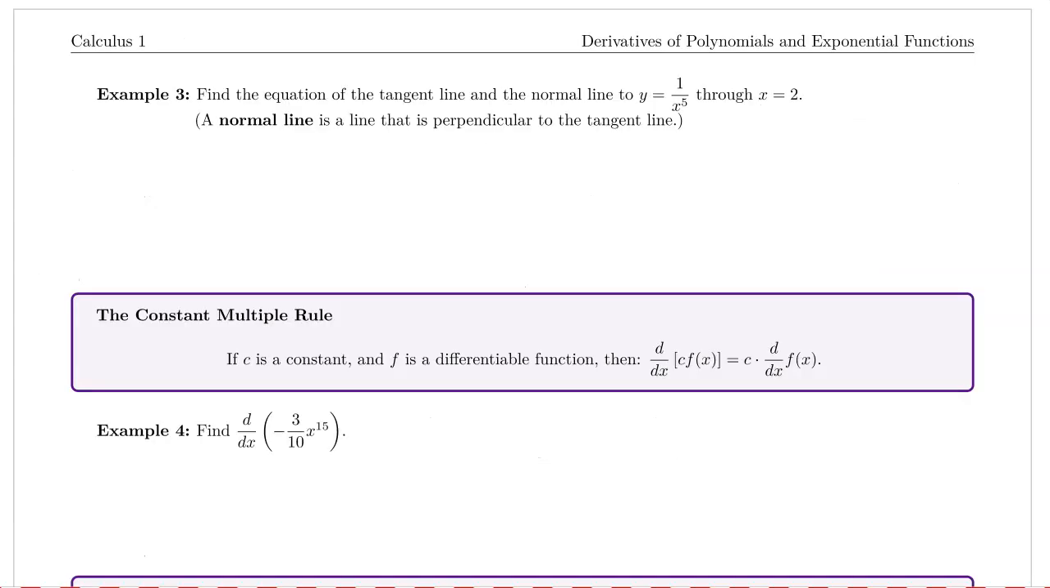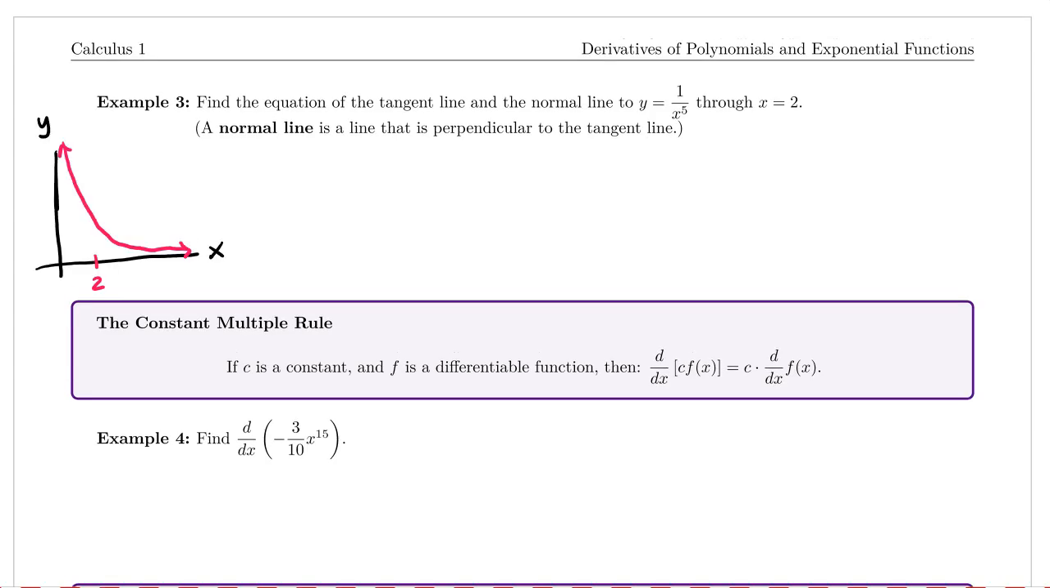Example 3 says find the equation of the tangent line and the normal line to the function y equals 1 over x to the 5th power through x equals 2. A normal line is a line that is perpendicular to the tangent line. All right, so what is it exactly that we're doing here? Well, if I'm finding the equation of the tangent line, then at x equals 2 on this function graph, I'm trying to find the equation of this line here, and let's go about doing that.